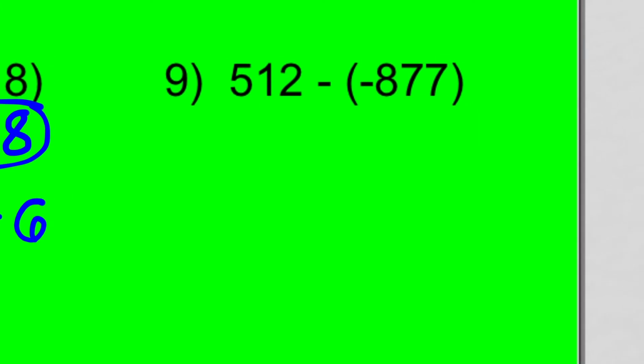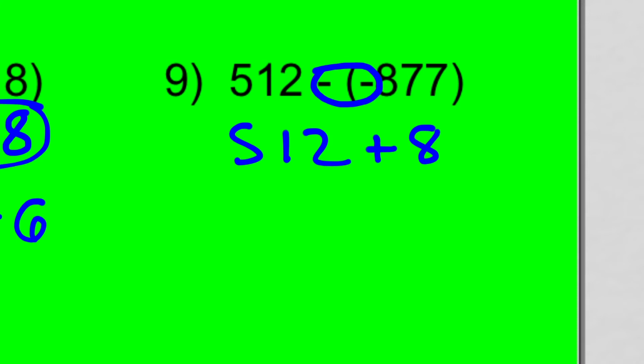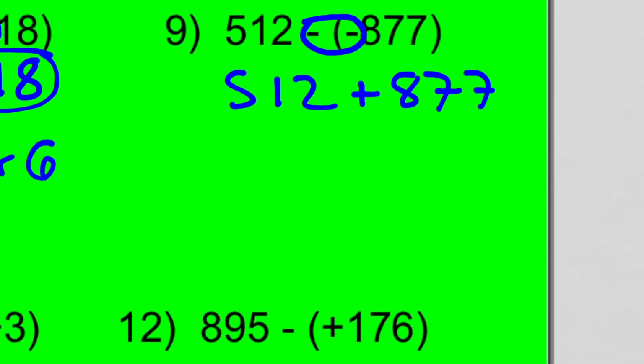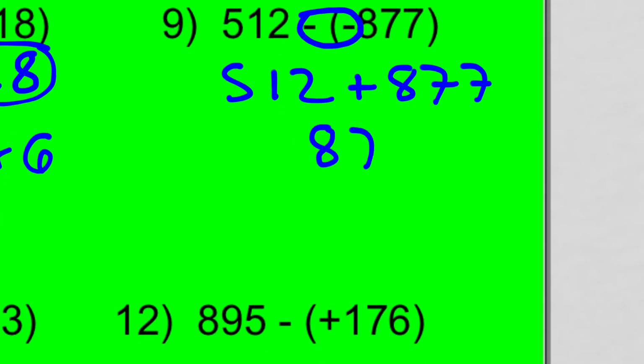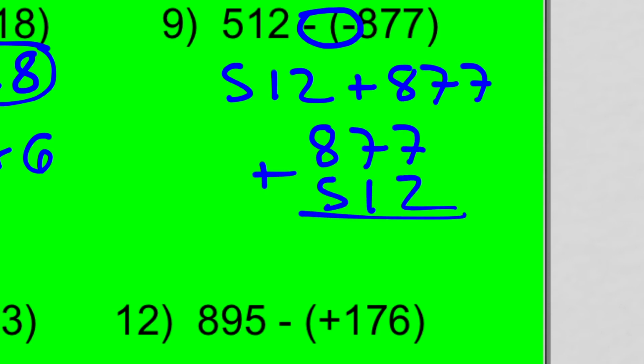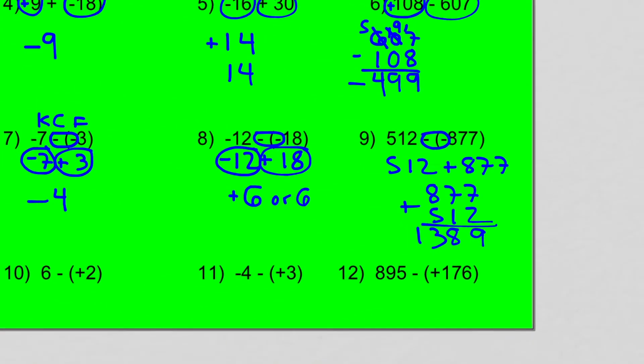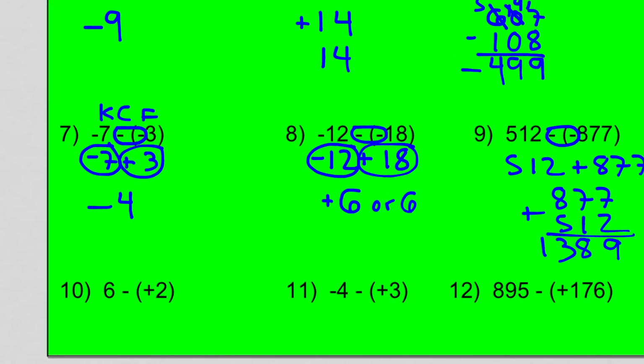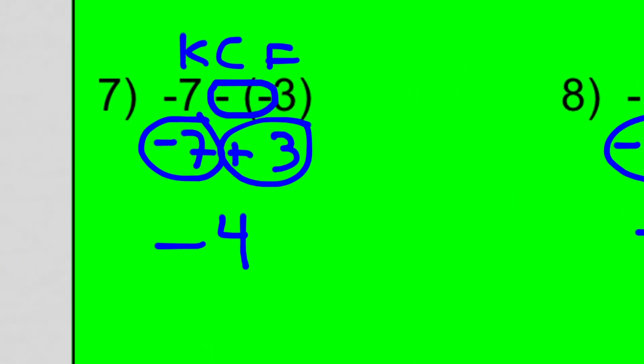And larger numbers, same idea. Look at this, I have subtract a negative. So this becomes 512 combined with 877, and all of a sudden it's just an addition question. I'll probably write it in columns to do this one. 9, 8, and 13. And since both numbers here are positive, the answer is positive 1,389. Okay, minus a minus.